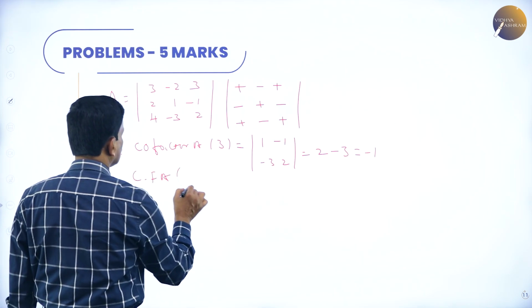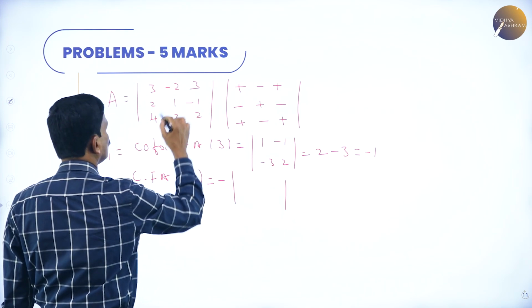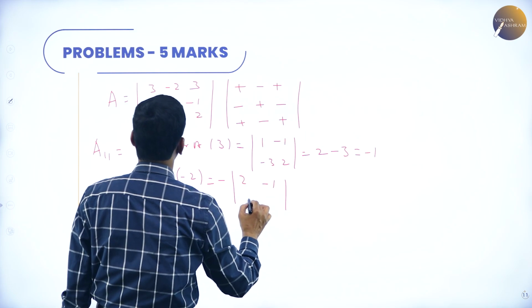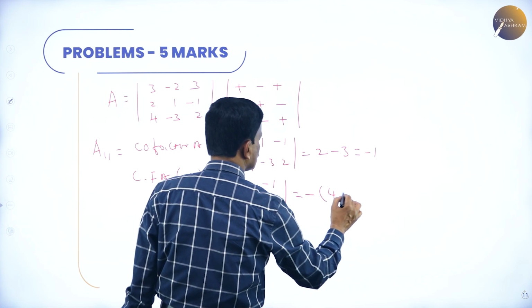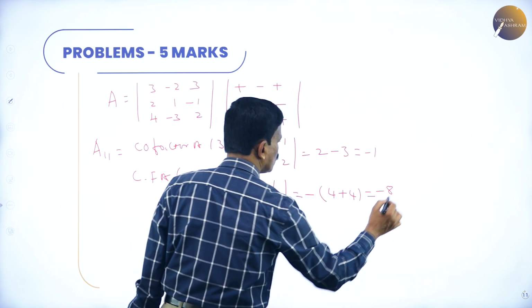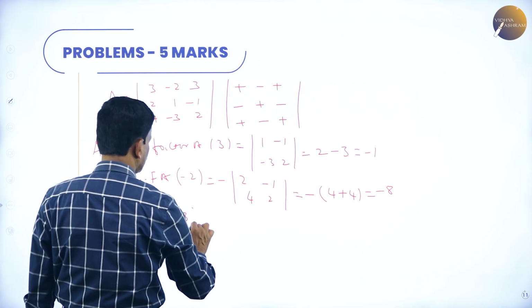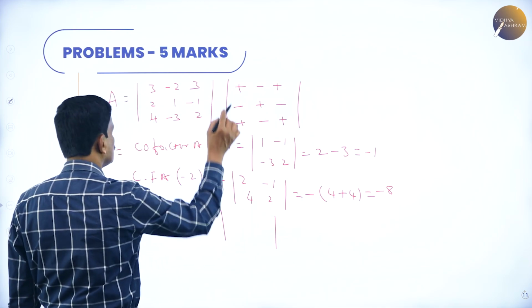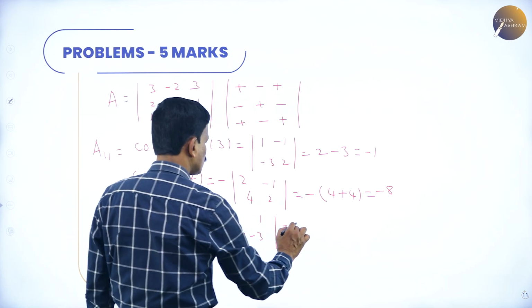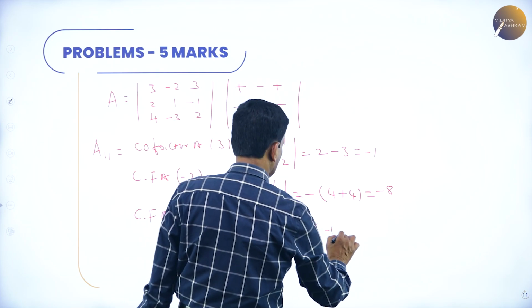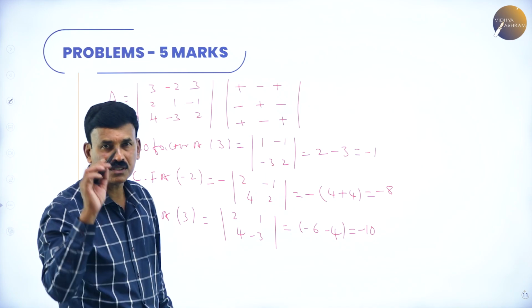Similarly, cofactor of minus 2. What is the sign? Negative. This row column is deleted. 2, minus 1, 4 and 2. So, 2, 2, this is minus out. 2, 2 is 4. Minus into minus plus. 4 plus 4 is 8 along with negative sign. Similarly, cofactor for the next element 3 is equal to, this row and column is gone, that is 2, 1, 4, minus 3. That is equal to 2 into 3 is minus 6, minus 4, that is equal to minus 10. Minus 1, minus 8, minus 10 is the cofactors for the first row.